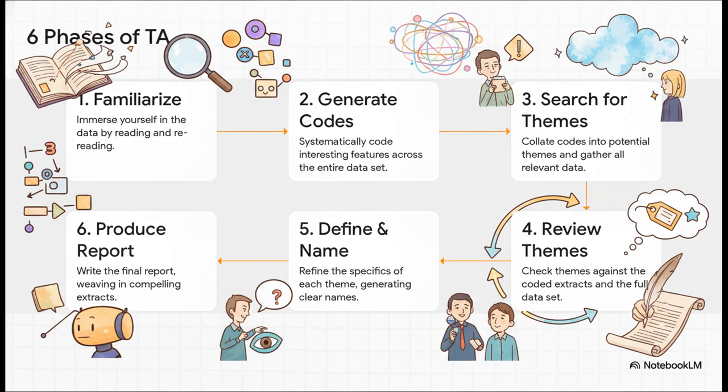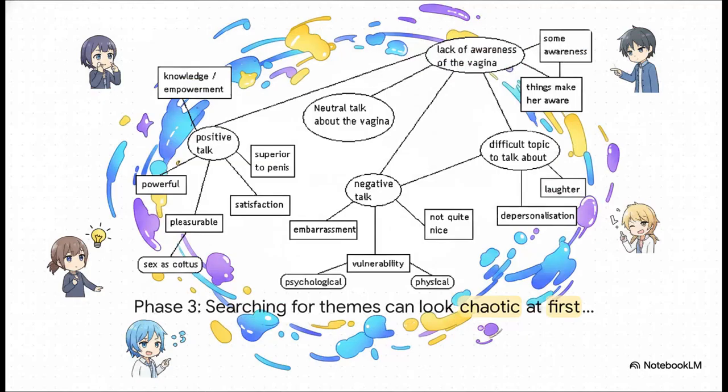You'll probably find yourself looping back and forth between these steps as you learn more, and that's totally normal. And this is such a great, honest look at the process. This is what's called a thematic map from phase 3. When you're searching for themes, you've got all your codes, you're starting to see how they might group together. It looks like a total mess, right?